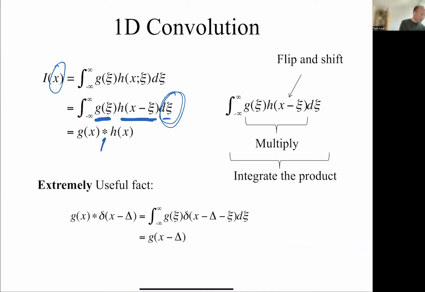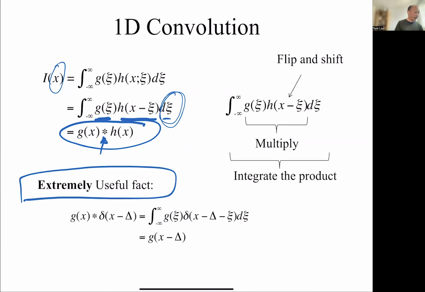And we have a special notation. We use this asterisk to represent convolution. So we write this as G convolved with H. Now, an extremely useful fact, probably one of the facts that you will want to use more often than not in this course: if I take any function G of xi and convolve it with a shifted Dirac delta function, that just shifts my function. So that's a very useful thing. Basically, anytime I want to shift a function, mathematically, I can just describe it as convolution with a shifted Dirac delta function.